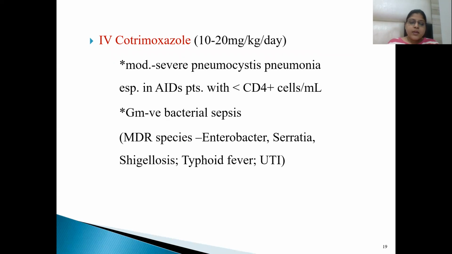IV cotrimoxazole is given at 10 to 20 milligram per kg per day for more severe Pneumocystis pneumonia, especially in AIDS patients with low CD4 cell count. It is used in gram-negative bacterial sepsis, multi-drug resistant species like Enterobacter, Serratia, shigellosis, typhoid fever, and UTI. It can be given in multi-drug resistant species, and is effective in gram-negative bacterial sepsis.